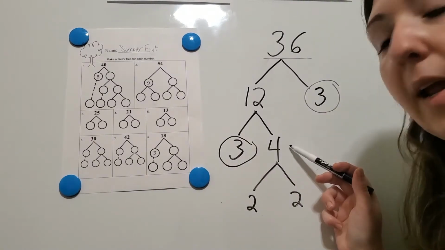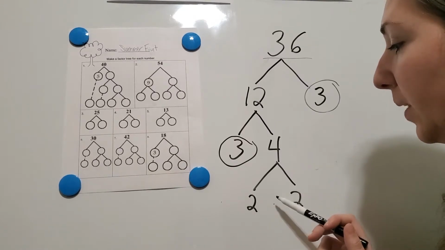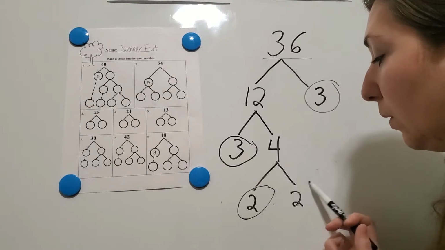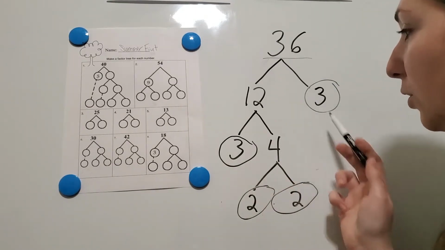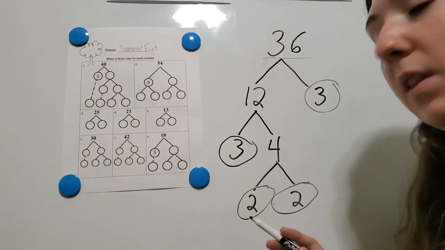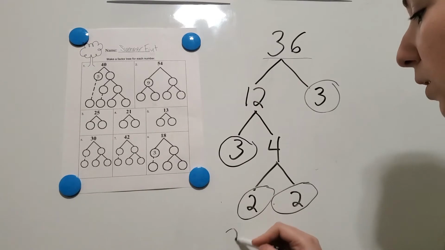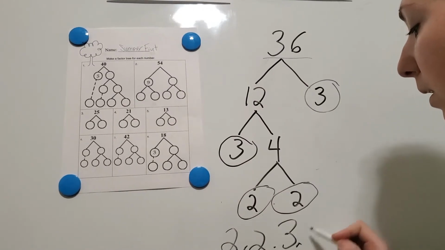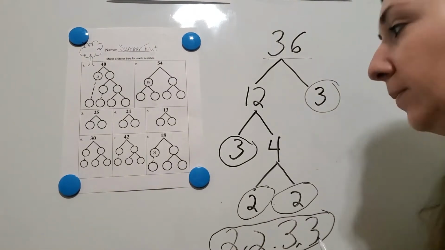4 can be broken down by 2 times 2. 2 times 2 is 4. So 2's cannot be broken down any further, so we will circle those because now they are prime. So now our factor tree is complete, and the product of this factorization tree will be 2, 2, 3, 3. And we write these in order from least to greatest.